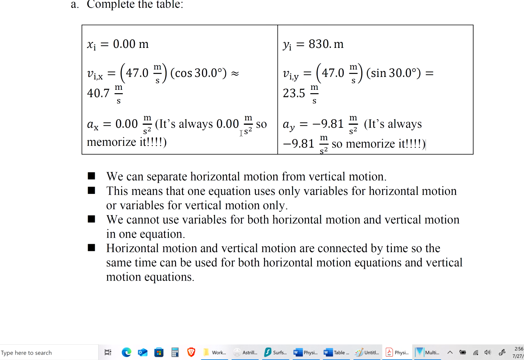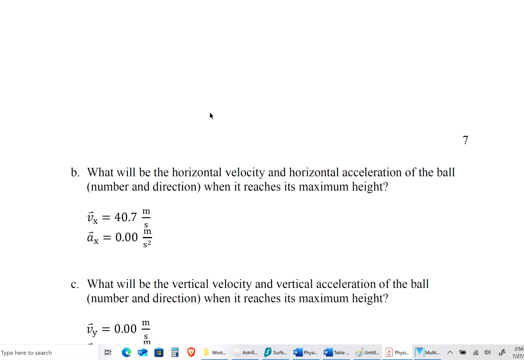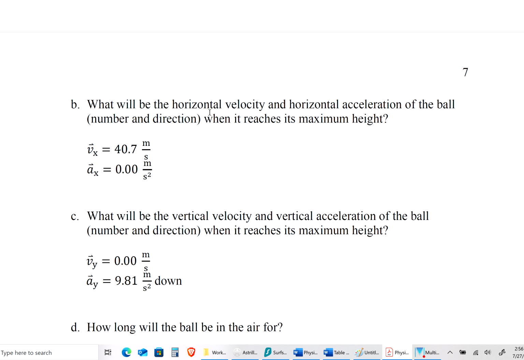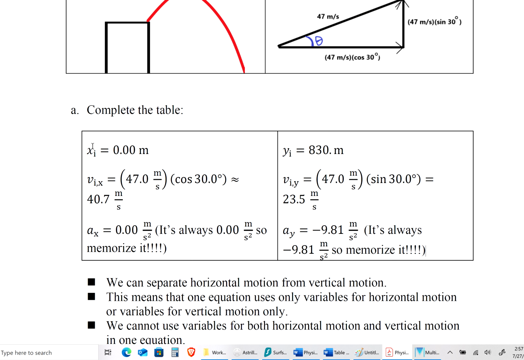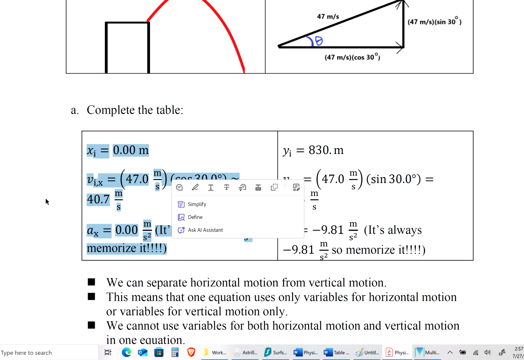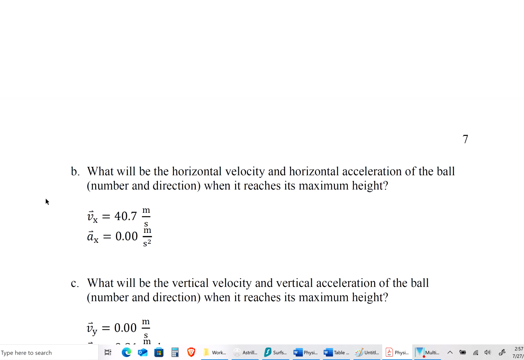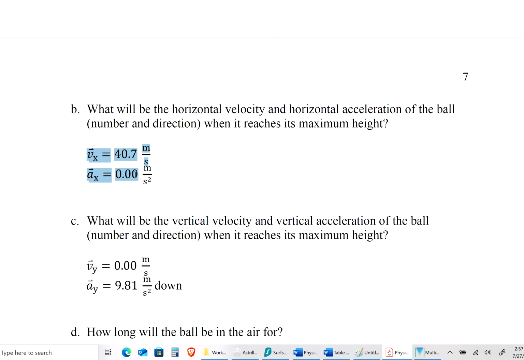This is part A, just completing the table. Table is important. Part B, what would be the horizontal velocity and horizontal acceleration of the ball when it reaches its maximum height? At its maximum height, V sub x is a constant and A sub x is also a constant. It's always 0. So these numbers hold at the maximum height.